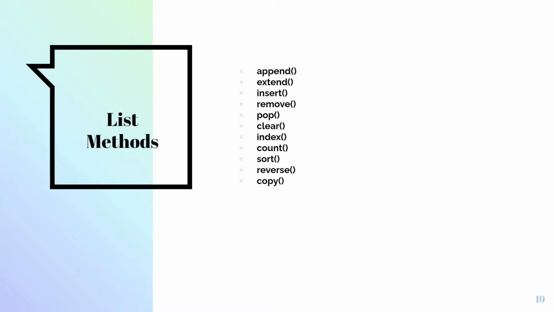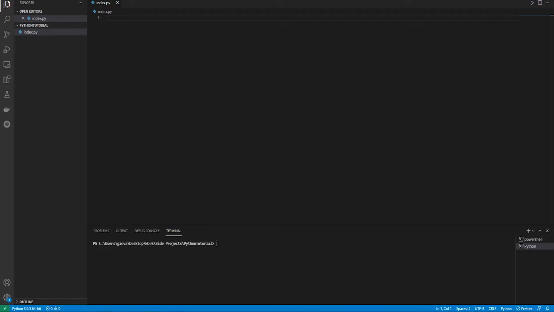But we'll do some examples for some of these, or the most used methods, in the coding section of this tutorial, which is next. Just want to show you guys the options that you have out of the box for a list. Alright, so let's see a list in action.